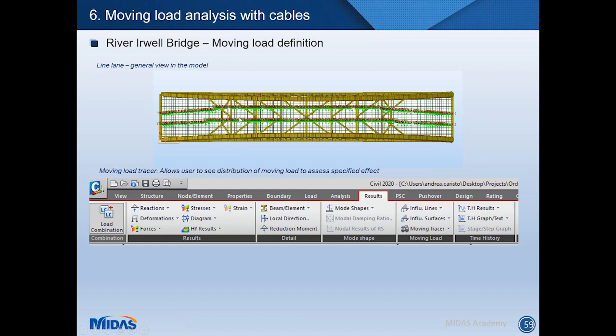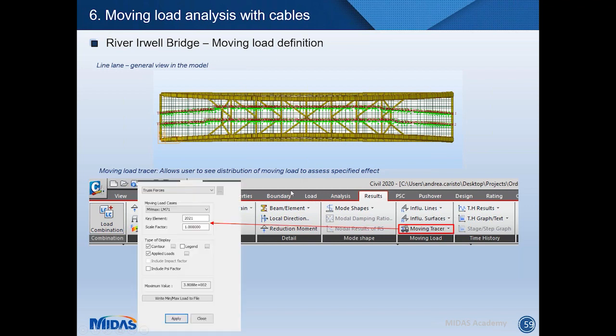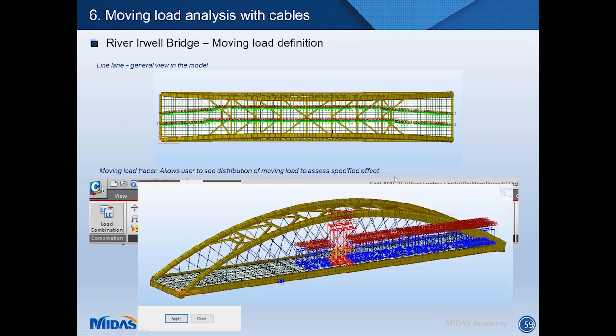So what we have defined is the lane. We can see there the curved alignment we discussed. One function that I want to point out, because I've seen that people sometimes miss this function, is the moving tracer. The moving tracer is part of the results in MIDAS, and it allows us to basically interrogate the model for each element and obtain the position of the load that will give us, for example, in this case, the maximum force in a hanger for the LM71 load case. And this is what the output will look like. So MIDAS will show us the contour lines as well as the position of the load.